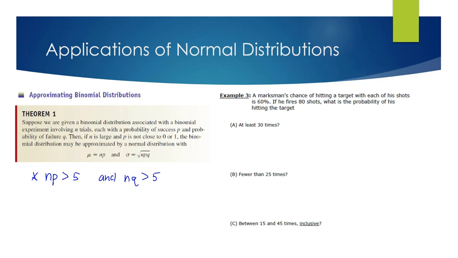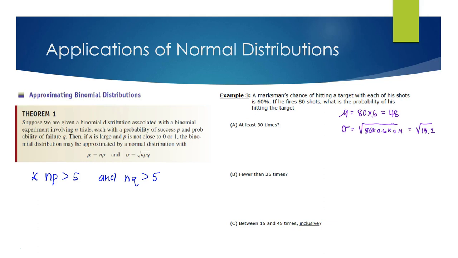And so if I look at this really carefully, right now, the probability of success is 0.6. 0.6 times 80 is 48. So n times p, which is my mean, is 48. That's well over 5. And if I look at nq, which would be 0.4 times 80, I would end up with 32. That's well over 5 as well. So this is sufficiently big for me to use the normal distribution to approximate this, which makes things a lot easier because I'm going to calculate the mean and standard deviation.